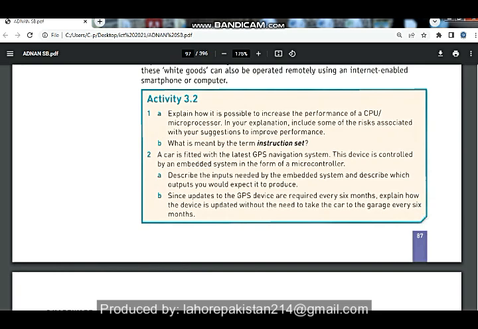Today I am going to discuss activity 3.2. In question number 1, part A, you have been asked to explain how it is possible to increase the performance of a CPU or a microprocessor, which is the brain of a computer. In your explanation, include some of the risks associated with your suggestions to improve the performance.